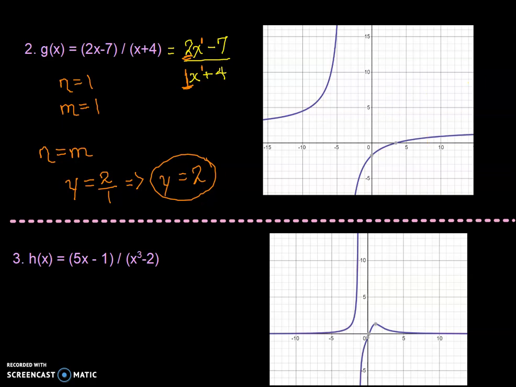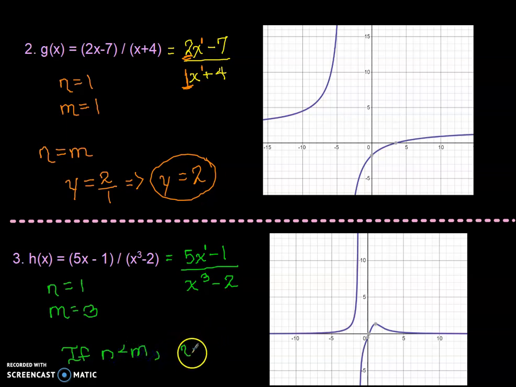Okay, so last one, and it's going to be 5x minus 1 over x to the third power minus 2. So n is the numerator's degree, which is 1. m is the denominator's degree, which is 3. In this case, if n is less than m, what happens? Well, we have the horizontal asymptote y equals 0. But if I draw a horizontal line at y equals 0, it crosses this point right here.